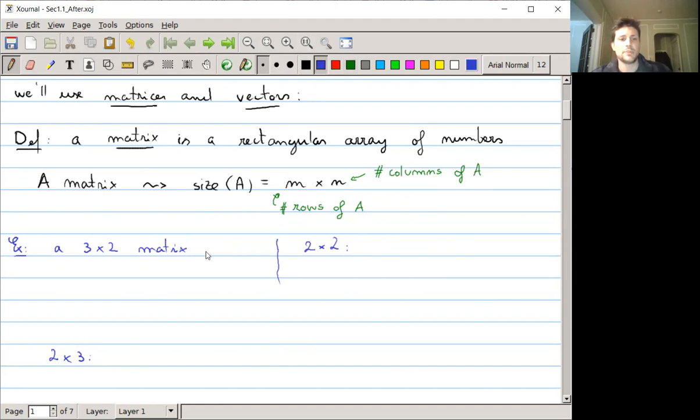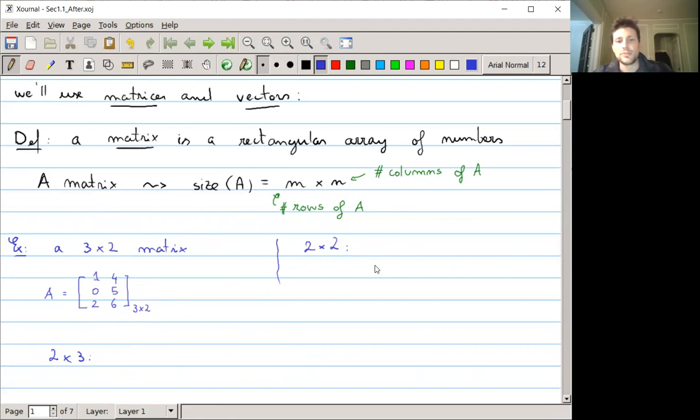Let's just jump into an example. How will, for example, a 3x2 matrix look? I'll give it a name. I'll call this one A. 3x2 means that it has to have 3 rows and 2 columns. So something like this is a rectangular array of numbers with 3 rows and 2 columns. That's a perfectly fine 3x2 matrix. Sometimes when I want to emphasize the size of the matrix, maybe I'll write it down here.